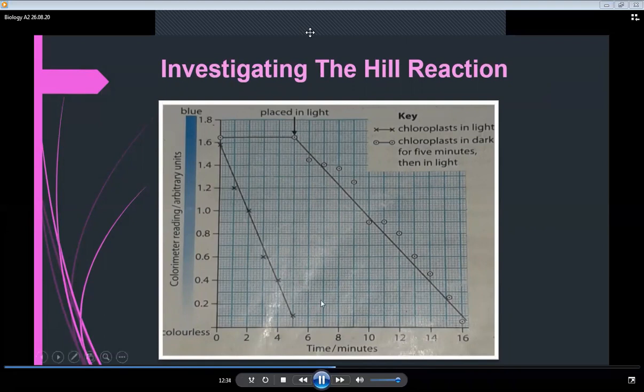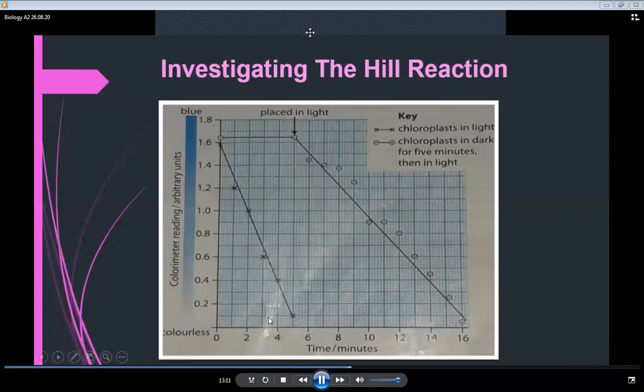They have shown it with the help of a calorimeter. When the readings are taken with the calorimeter, you can see the calorimeter reading is proportional to the amount of DCPIP which remains unreduced. Now you can see there are two scenarios. One is when the chloroplasts are placed in light, and the other is when the chloroplasts are placed in dark for about 5 minutes and then placed in the light. When the chloroplasts are placed in light, this is the blue color and this is going to be the colorless. So this is the calorimeter reading.